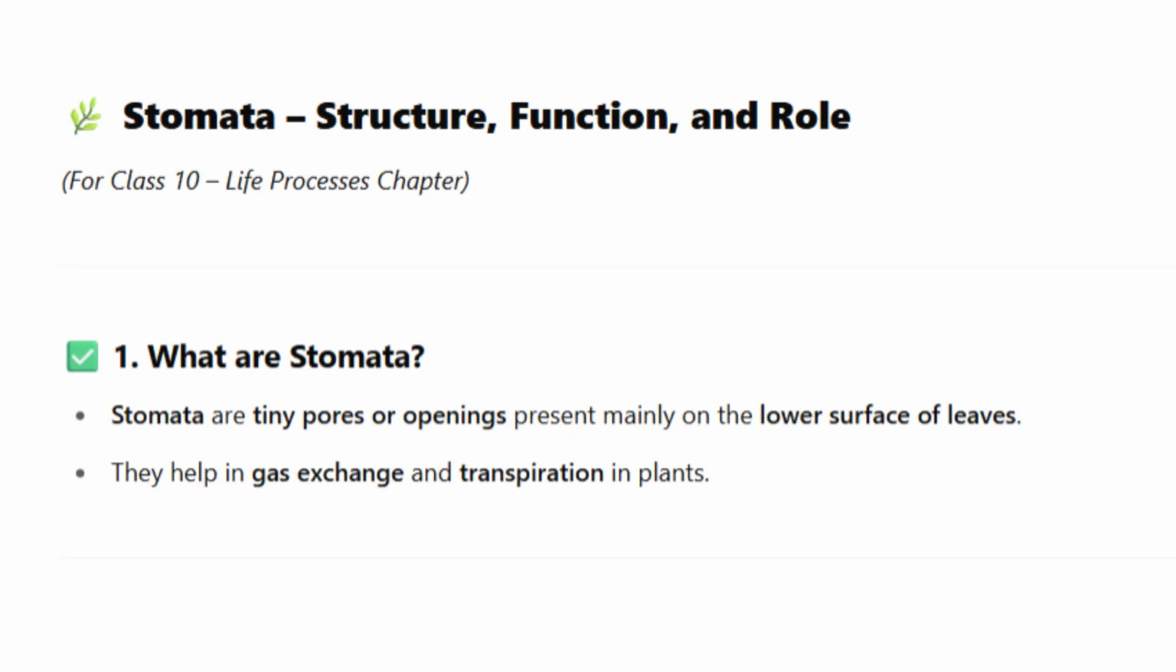Stomata: structure, function and role. For Class 10, Life Processes, Chapter 1. What are stomata? Stomata are tiny pores or openings present mainly on the lower surface of leaves. They help in gas exchange and transpiration in plants.